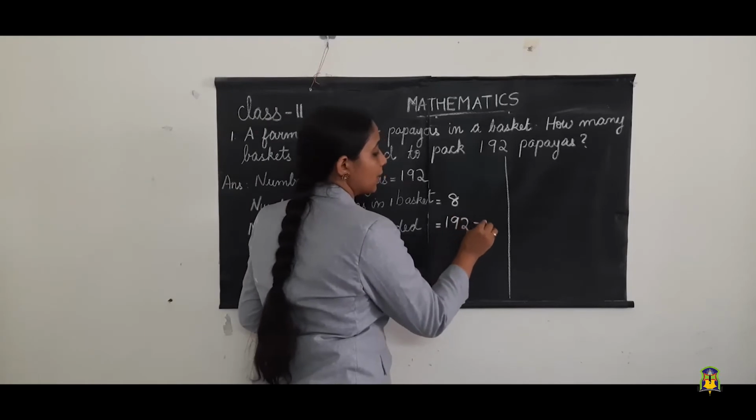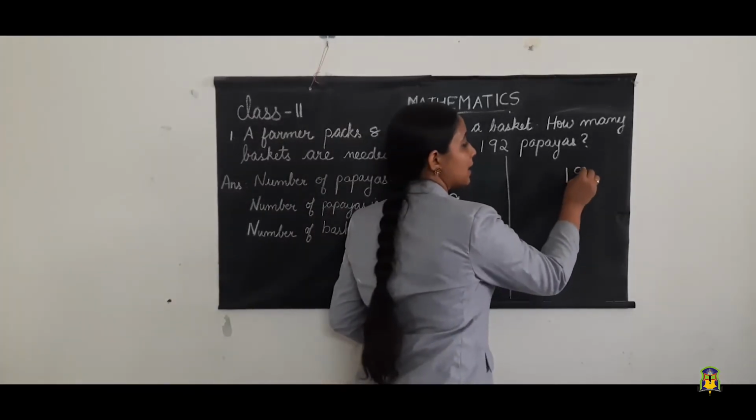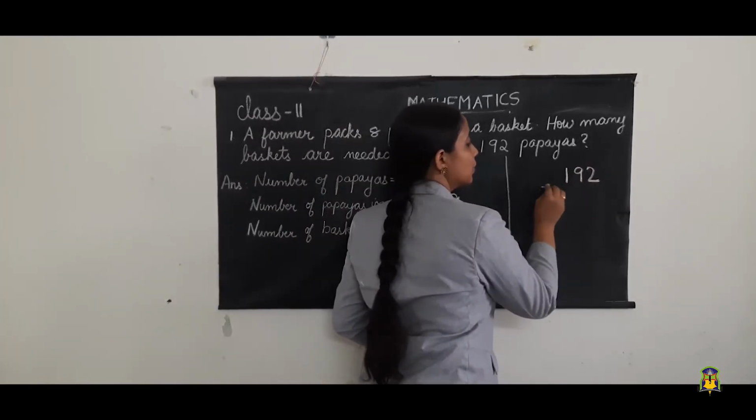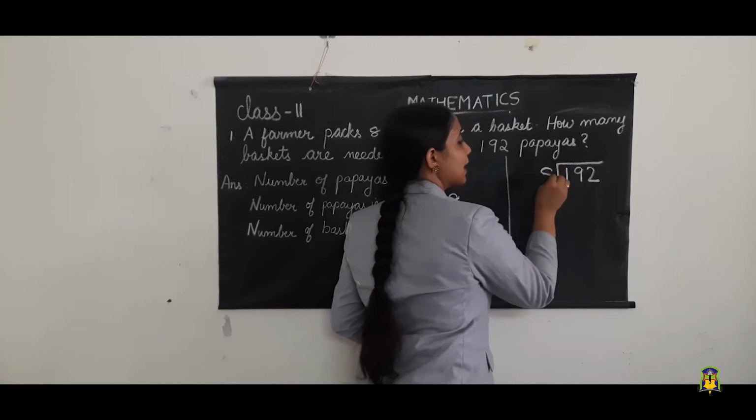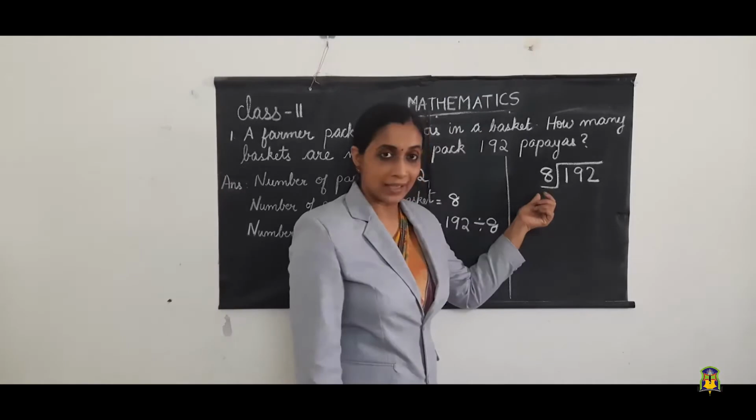So the number of baskets needed is 192 divided by 8. Let us say 192 divided by 8, a 3-digit number by a 1-digit number.